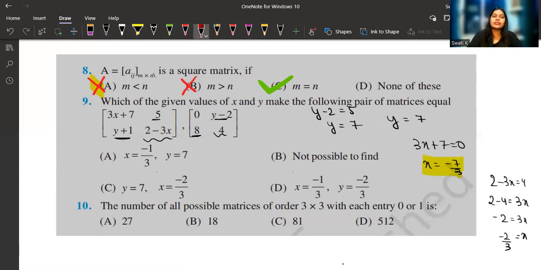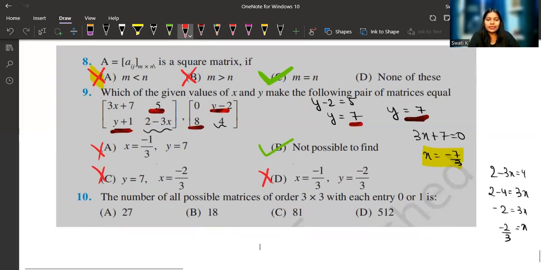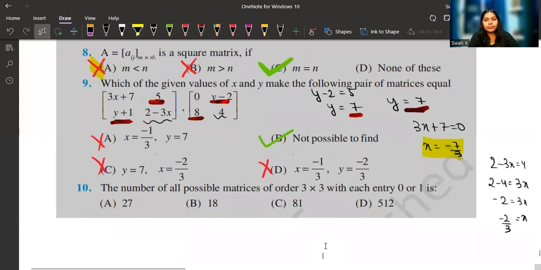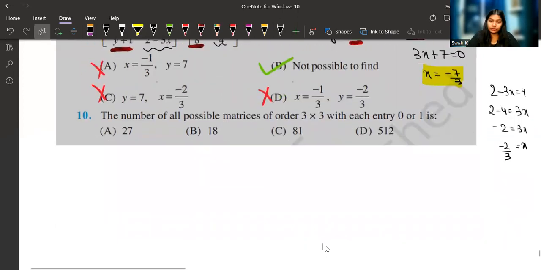I'll make you understand why it's not possible. Because here you can see, if I equated this to this, I got 7 only. If I equated this to this, I still got 7 only. But in terms of x, I'm getting two values. That is not possible, right? That should not be the case. That is why the correct option is not possible to find. These all are incorrect choices. Let's remember this, okay?